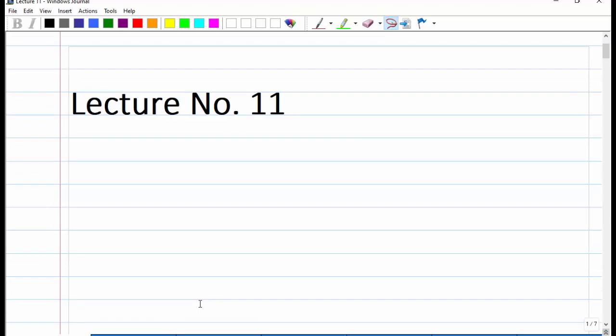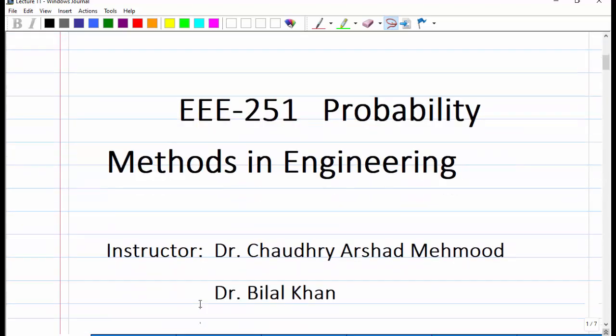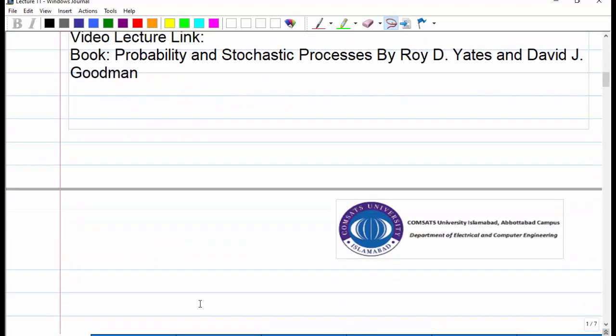So today is our lecture number 11, probability methods in engineering. In the last lecture we have seen the counting methods of all possible outcomes of a sample space. In that we have seen k-permutations and k-combinations and also sampling without replacement. Today we will be looking at sampling with replacement.